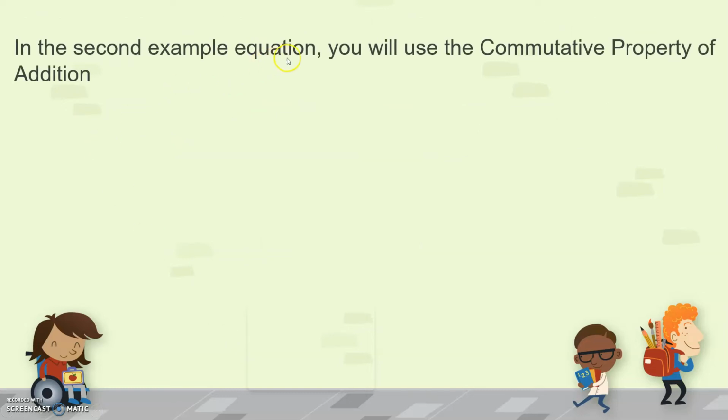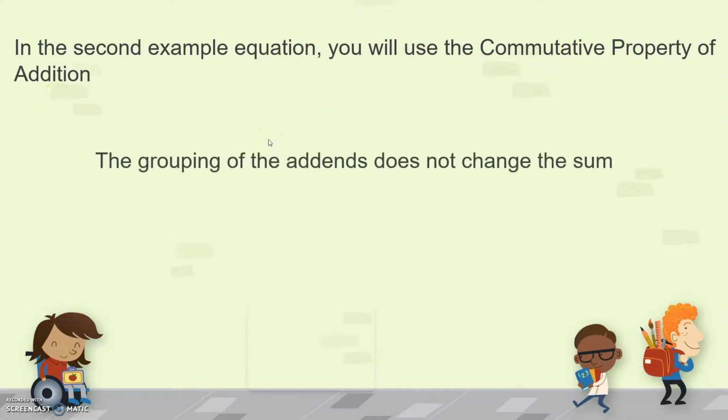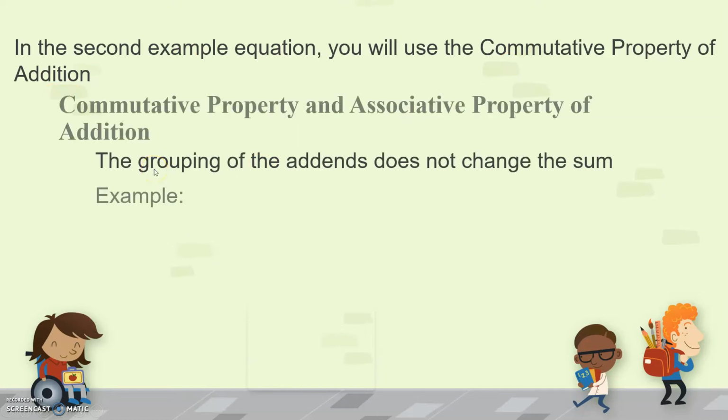In the second example equation, you will use the commutative property of addition. So, dito naman, commutative property of addition. Ano bang ibig sabihin ng commutative property and associative property of addition? The grouping of the addends does not change the sum. So, sabi dyan, kapag commutative and associative property of addition, yung grouping daw or yung ayos ng addends, balikan natin, kanina sabi ko yung addends, ito yung mga numbers na ina-add natin. So kahit ano daw yung pagkakaayos niyan or pagkakagrupo niyan, hindi magbabago yung result.